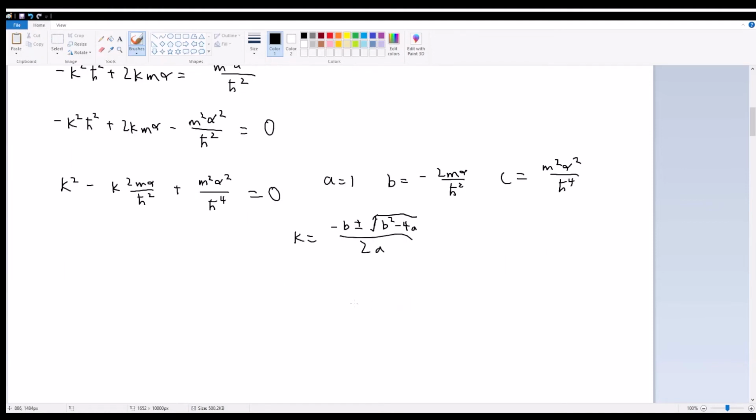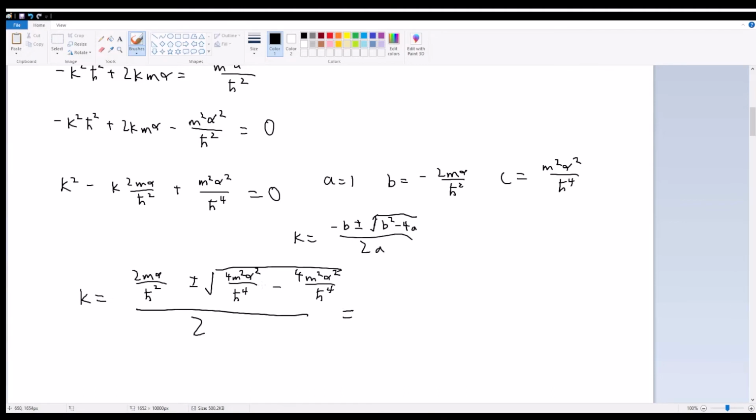So if we do this, this is going to give us that k is equal to 2m alpha over h bar squared, because this is negative b, plus or minus square root of 4m squared alpha squared over h bar to the 4th, minus 4ac, so 4m squared alpha squared over h bar to the 4th, all over 2a, which is just 2. So this square root term automatically just goes to 0, so there's really only one solution. 2m alpha over h bar squared divided by 2, so times 1/2. This is equal to m alpha over h bar squared.